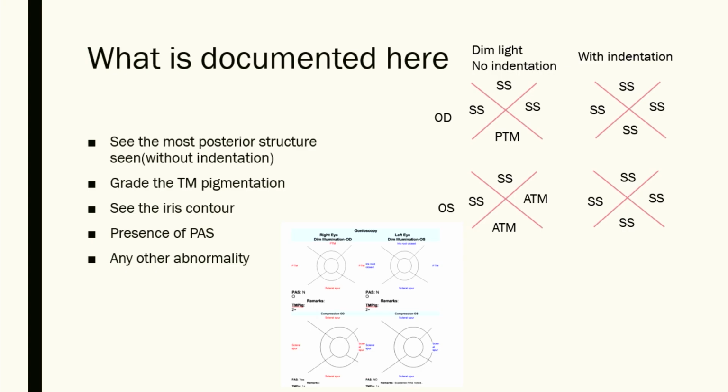Now, what we use in our hospital and how we document it here is we try to note the most posterior structure that we can see. We grade the trabecular meshwork pigmentation. We see the iris contour. On indentation, we note if there is any PAS present, and also note if there is any other angle abnormality present.